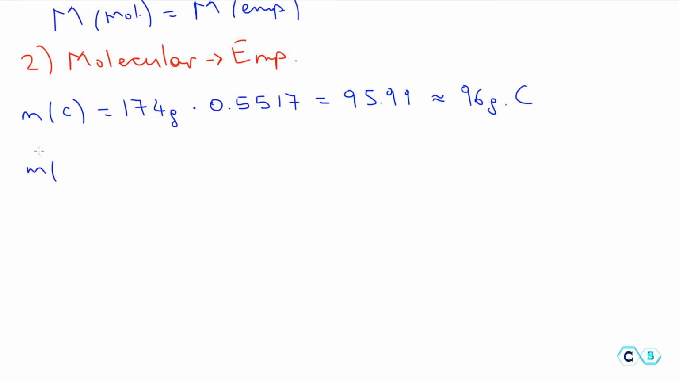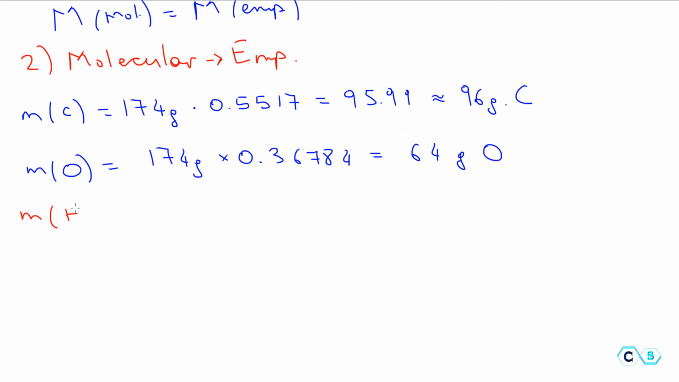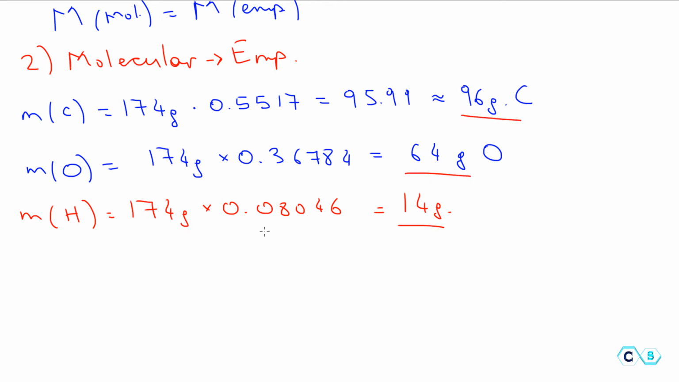Second, let's find the mass of the oxygen. So 174 grams, we multiply by the percentage, 0.36784. This is about 64 grams of oxygen. Okay, so now finally the mass of the hydrogen will be 174 grams multiplied by 0.08046, and this gives us 14 grams. This is how many grams of each element we have in the compound.